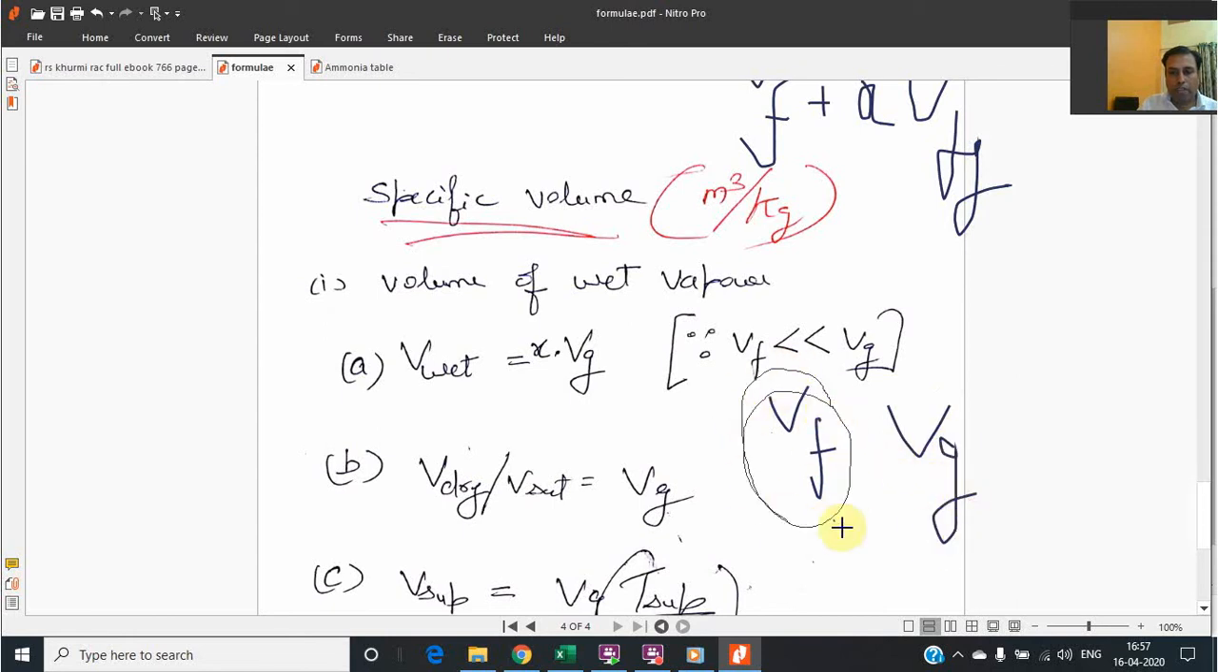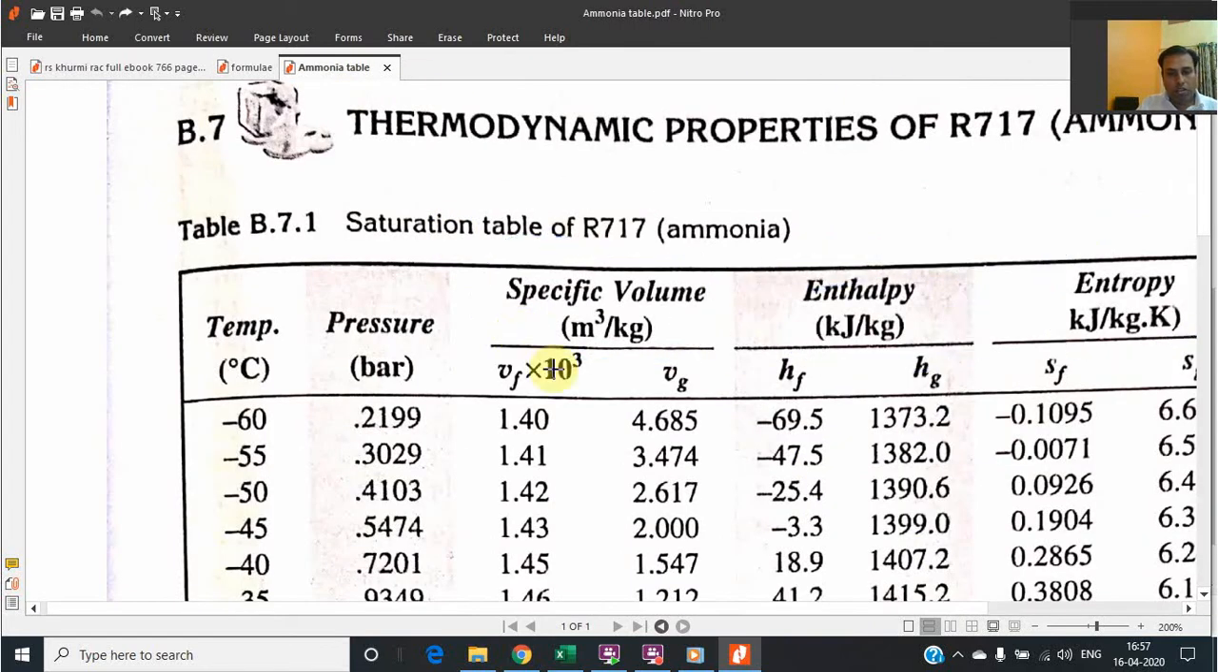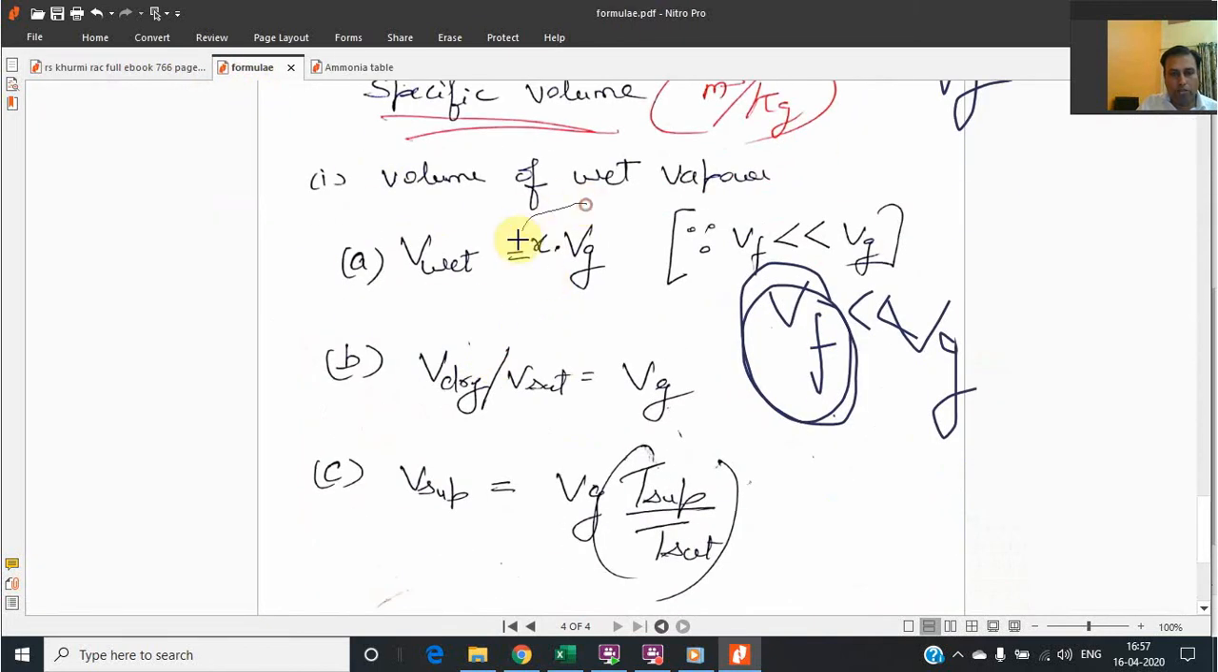Since liquid volume is very less as compared to gaseous, you can see from the table also, just for writing the liquid volume they have multiplied by 10 to the power 3, then they are able to write. If they remove 10 to the power 3, then this value will be 0.00140. So liquid volume is very less, so it is not taken into account, and directly we use VG, gaseous volume, for wet, means the point lies between the two curves.